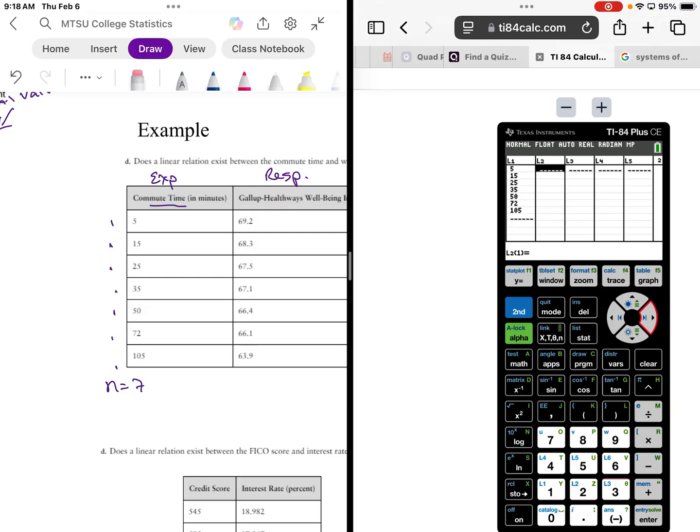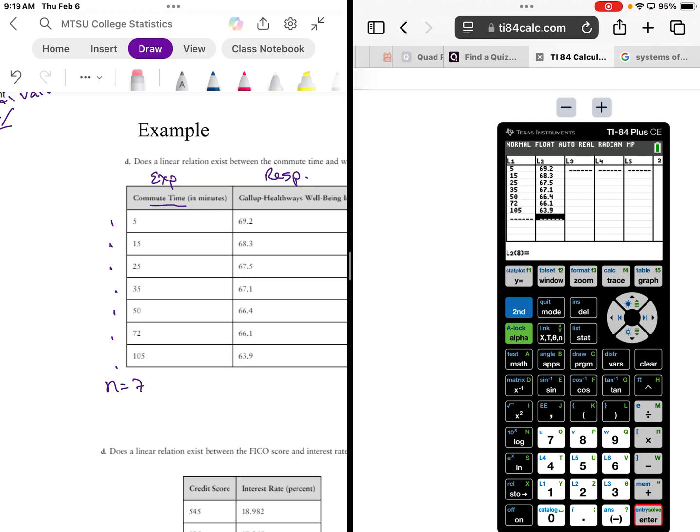All right, so I have those in there. And now I go through and enter 69.2, 68.3, 67.5, 67.1. Now here's where we have to be really careful typing in our data. We have to make sure we pair each X value with its corresponding Y value. If we don't, then we change the line of the least squares regression. We change the correlation. So here's where we have to be careful pairing up each X with each Y.